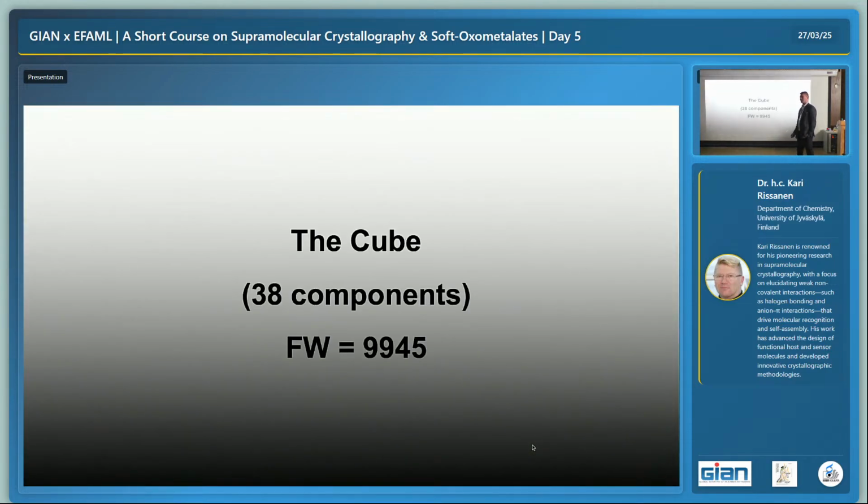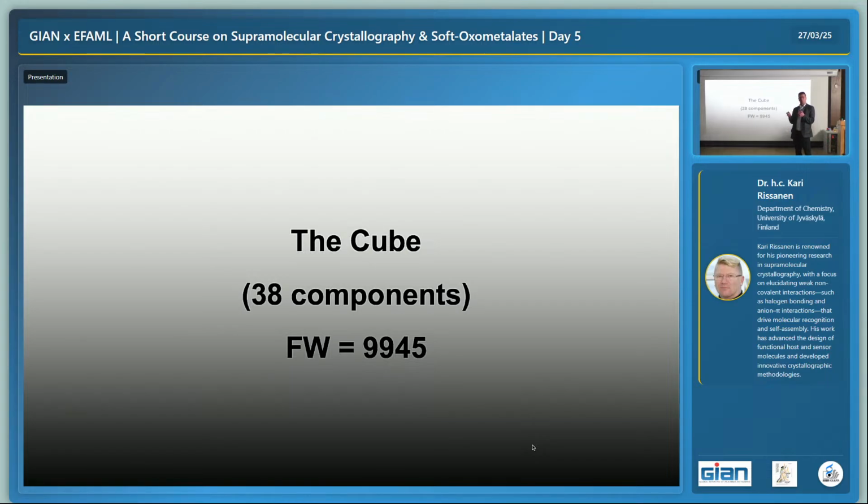Now, can we make something different? Can we get an X-ray structure of it? Okay, now we made the tetrahedron. Let's now make a cube. A cube needs 38 components. And now we are approaching a molecular weight of 10,000.